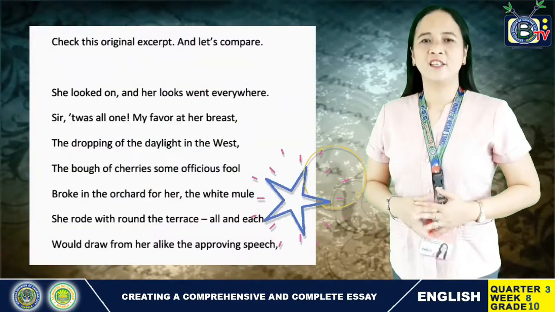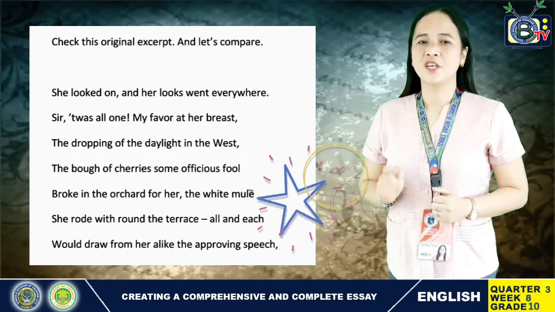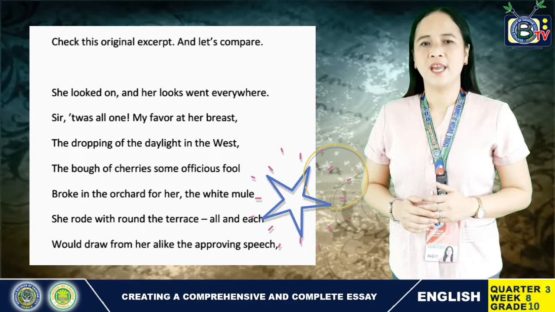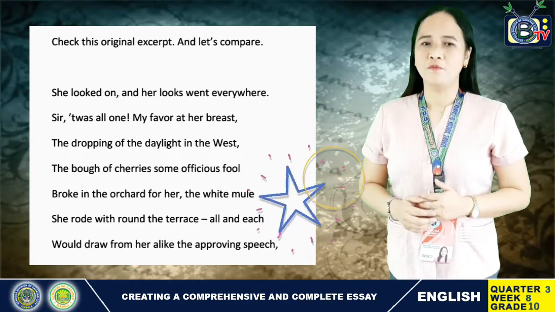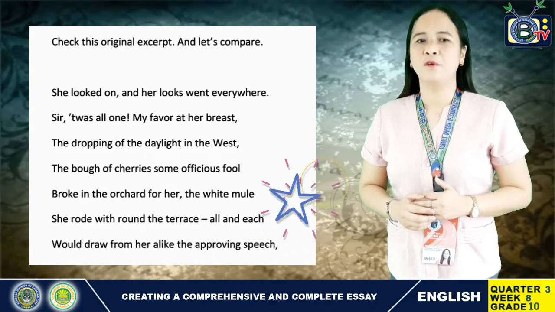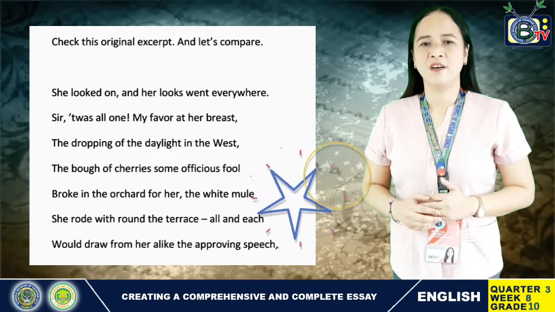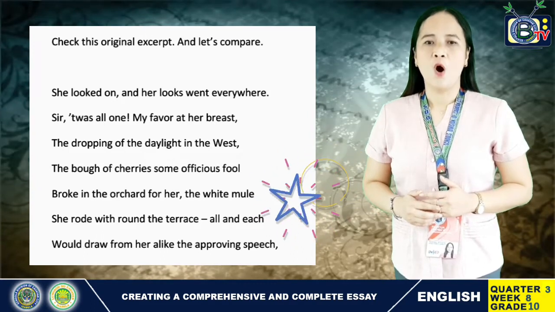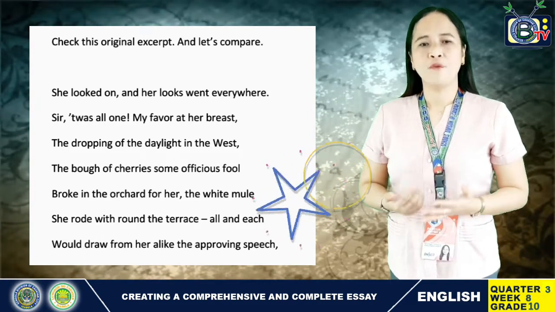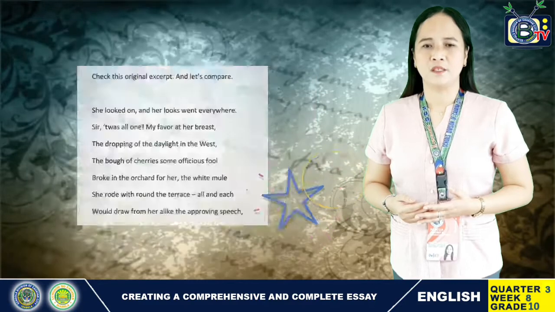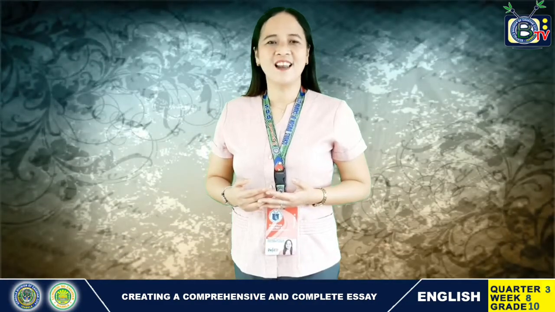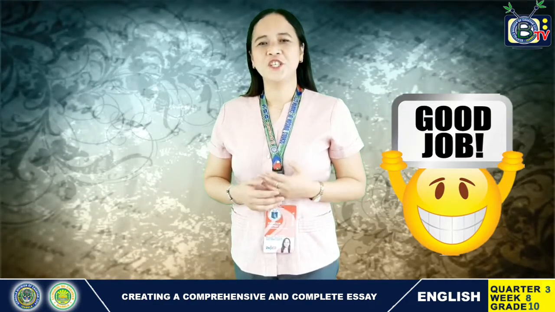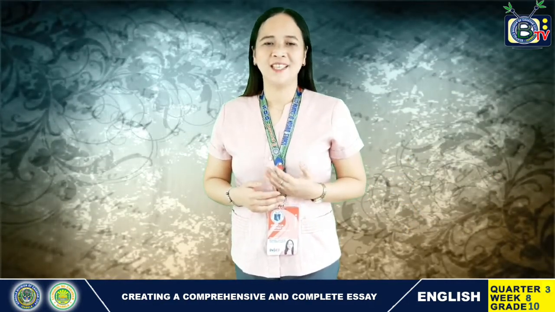She looked on and her looks went everywhere. Sir, 'twas all one, my favor at her breast, the dropping of the daylight in the west, the bowl of cherries some officious fool broke in the orchard for her, the white mule she rode with round the terrace, all and each would draw from her alike the approving speech. Have you seen the use of a single line of spaced periods? Very good! It is used to omit or remove a line in the poetry.